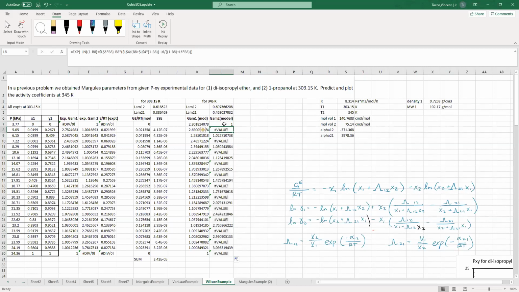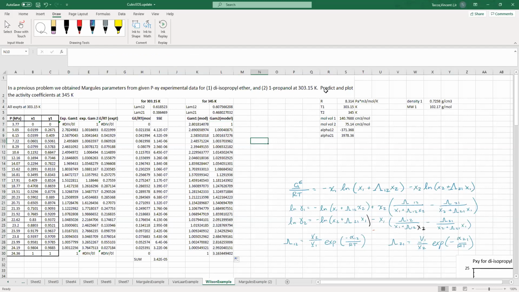Oh, and I must have forgotten to $sign something. Yep. So whenever I get this odd value thing, that tells me that it's referencing a cell that doesn't have a number in it. So this value is referencing that value. This value is referencing this cell that says gamma 2 model. So all this means is that one of my L5s, I forgot the $sign. Both of my L5s, I forgot the $sign. Try that again. Awesome. Okay, that's looking pretty good.